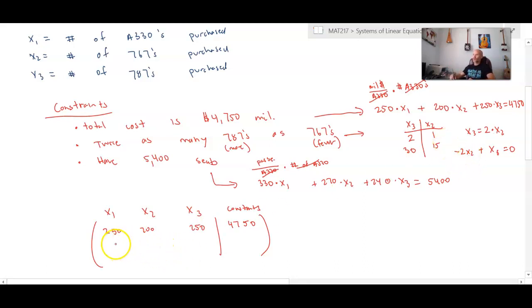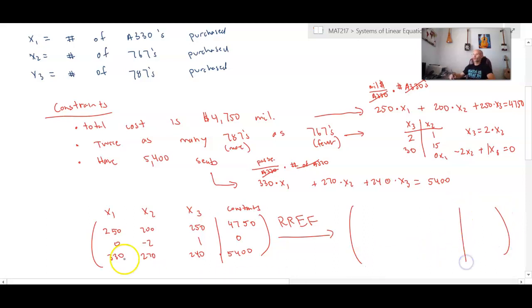Okay, so I have 0x1, notice this is really 0x1 minus 2x2 plus 1x3, and that's going to equal 0. And this last equation will have 330, 270, 240, and 5400. Now what we want to do is perform Gaussian elimination on this to get it into reduced row echelon form from where we can read the solution.